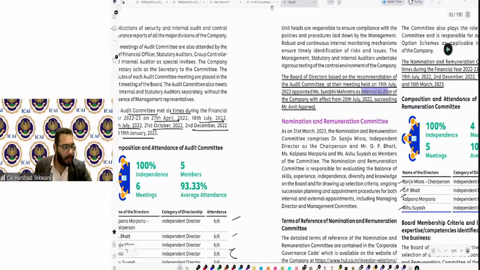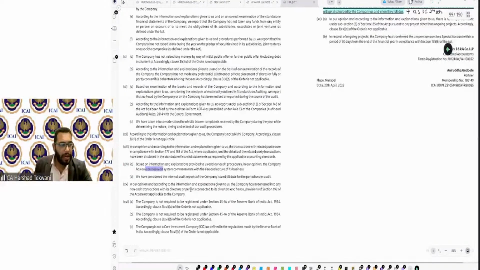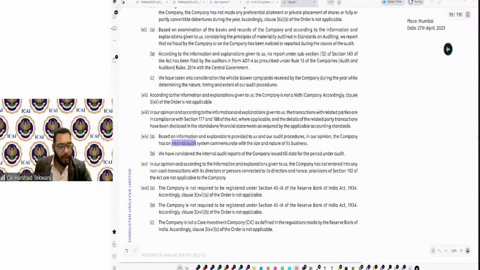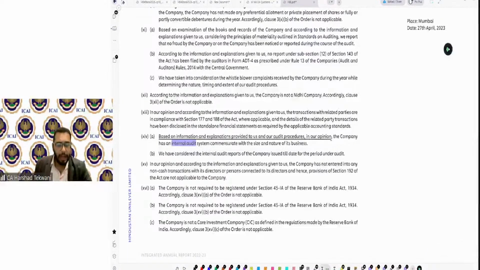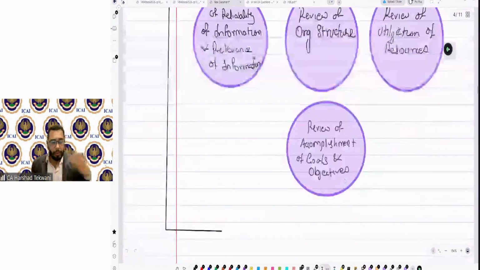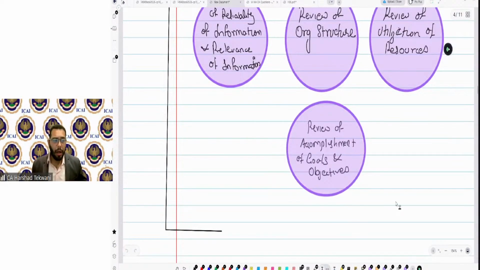If I show you more in the annual report itself, same way in CARO, auditors are required to report that, based on the information and explanation provided to us in our audit procedures, in our opinion, the company has an internal audit system commensurate with the size and nature of its business. So in CARO also, the external auditor has to report about the internal audit function present in an organization. So this is a glimpse of how these things are disclosed in the annual report and how they actually exist in real-life scenarios. Any doubt?